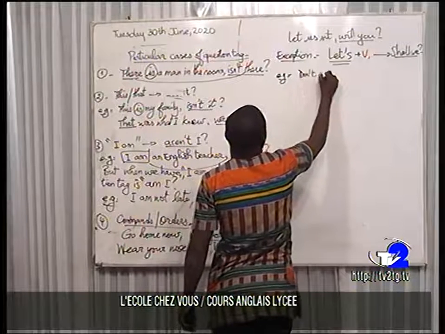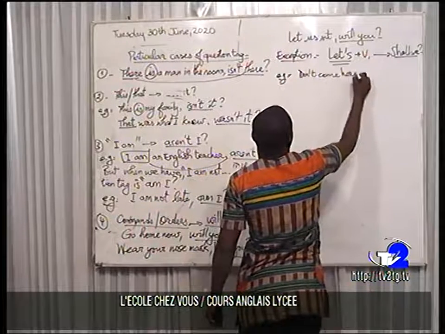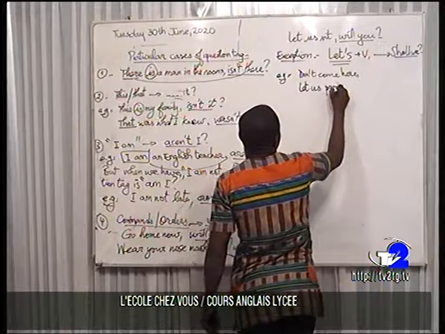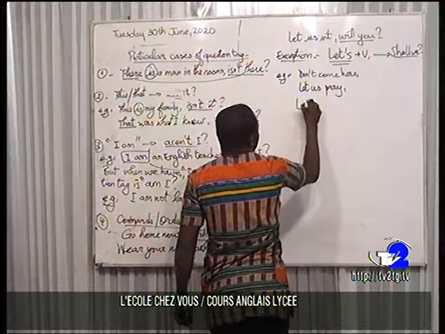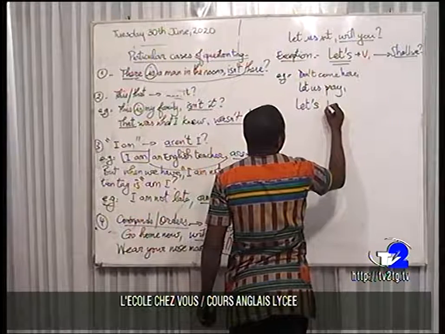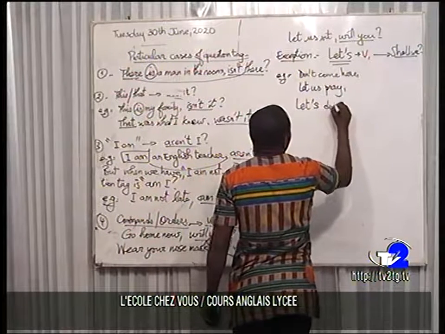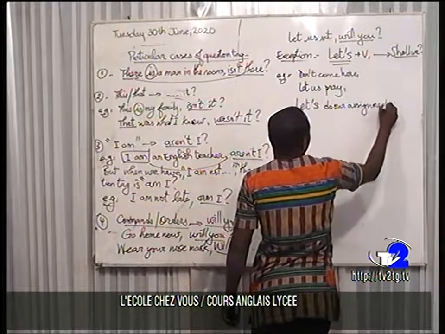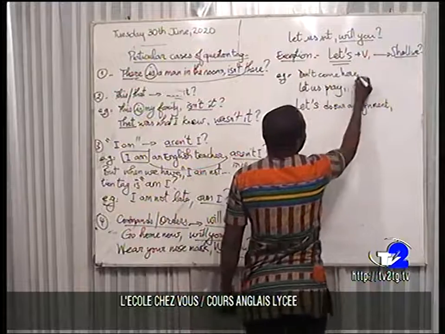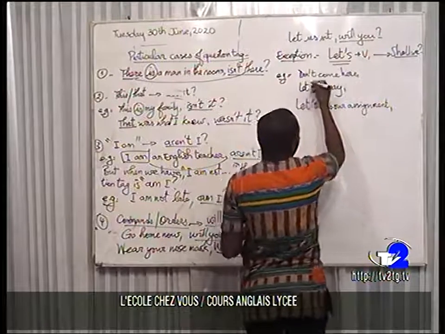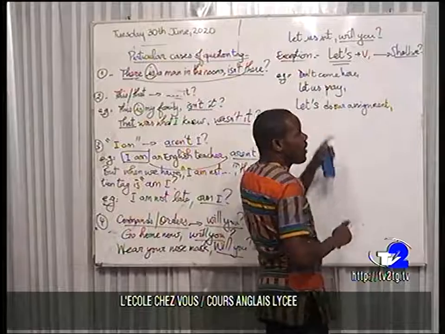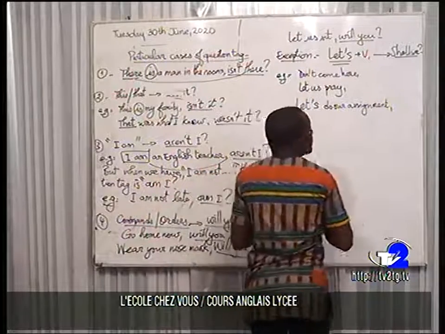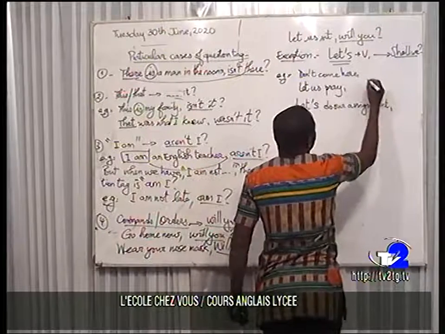So examples: "Don't come here." "Let us pray." "Let's sit down," or "Let's do our assignment." So here, "Don't come here" is an order, forbidding someone to do something. So it is a prohibition. So you have to say "will you".